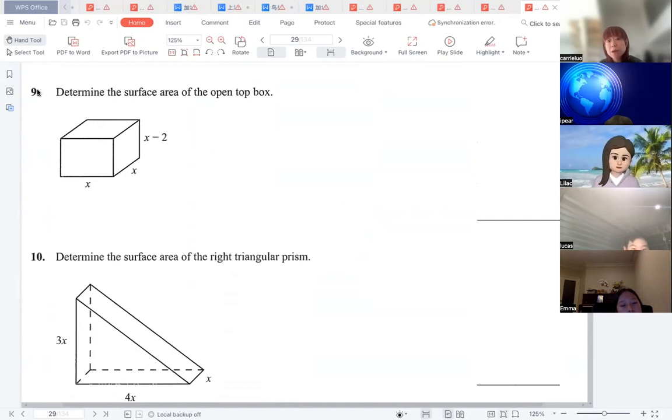Do you still remember how to do the surface area? All of you? I must still remember. Lilac, do you still remember? Pierre, do you still remember? Okay, for the cube, or we say it is a prism. I think it's a rectangular prism. It calculates the surface area as x times x plus x times x.